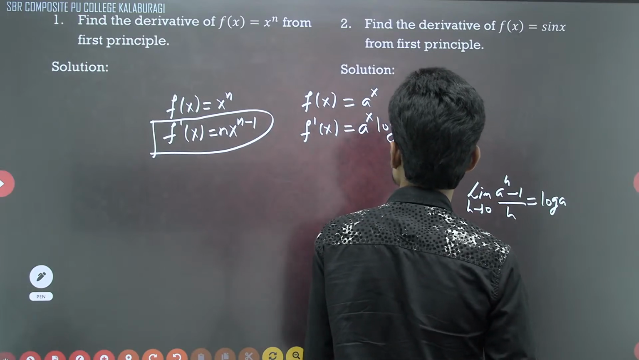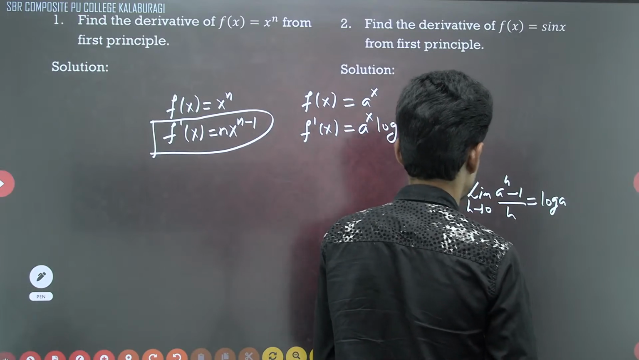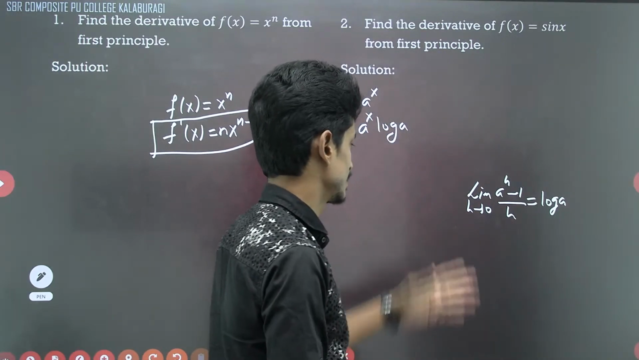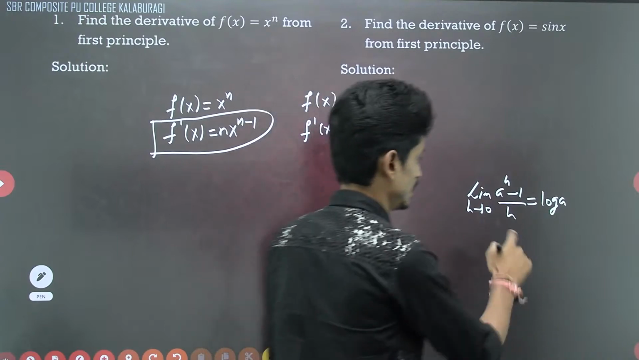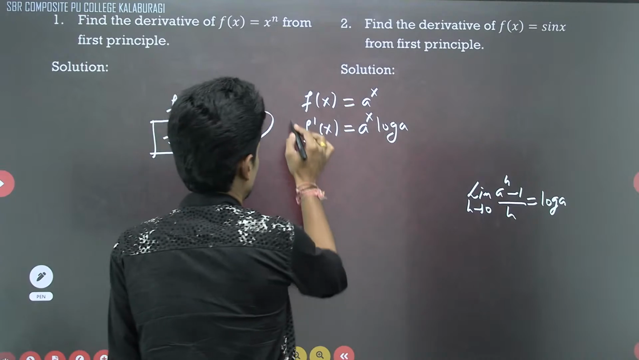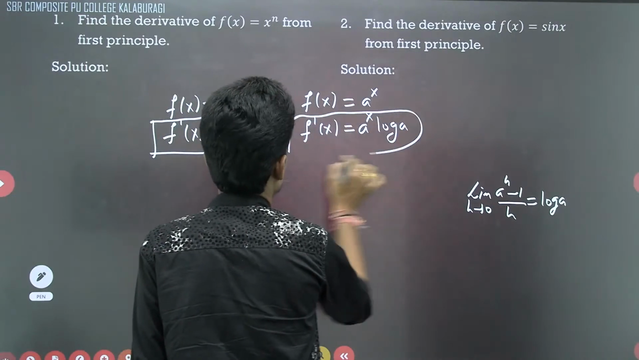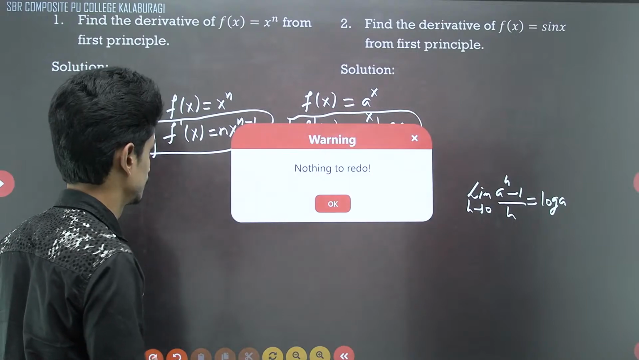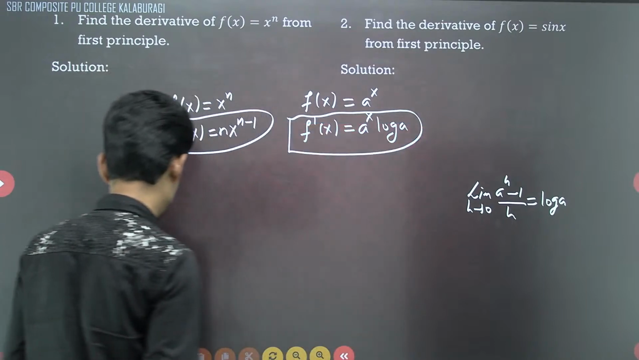Here we will get log a. Exactly, a power h minus 1 divided by h means log a. There I have written 1, it is wrong. We can take it as log a. Now f dash of x is equal to a power x log a. I'll show otherwise. One minute. Okay, it's erased.